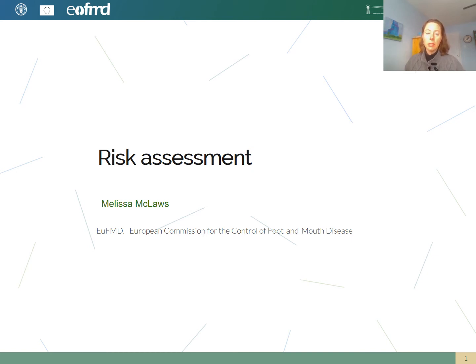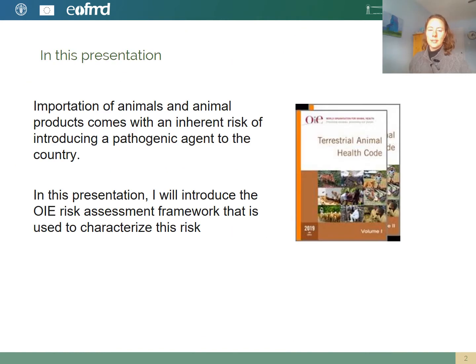My name is Melissa McLaws, and I'm a veterinary epidemiologist working with the EU FMD. When animals and animal products move across country borders, such as they do with international trade, there's always the risk that they can carry diseases with them. In this presentation, I'll introduce the OIE risk assessment framework that can be used to characterize this risk.